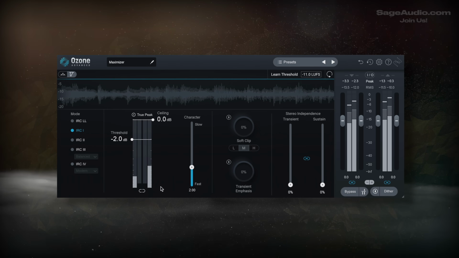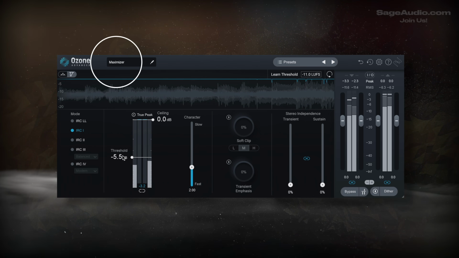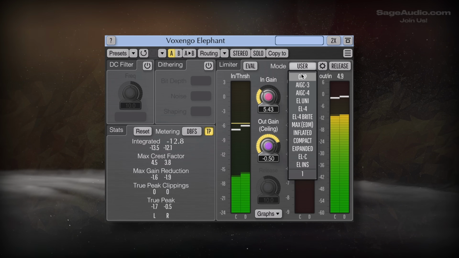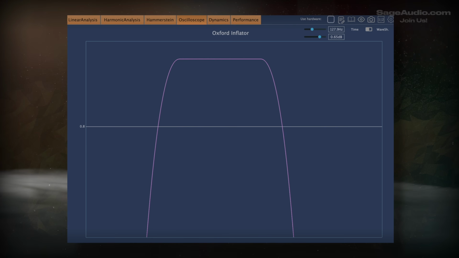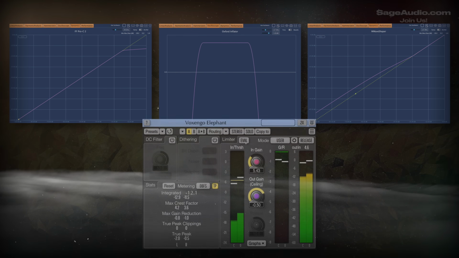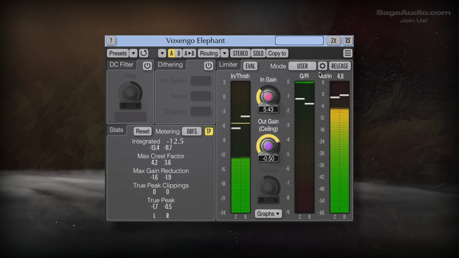complex ways. So although it seems a little convoluted due to some limiters being called maximizers, like Isotope's Maximizer, or some limiters including clipping algorithms like Voxengo's Elephant Limiter, it helps to think about limiting, clipping, and maximizing as three different types of processing that can be combined into a single plugin, instead of three distinct types of processors.